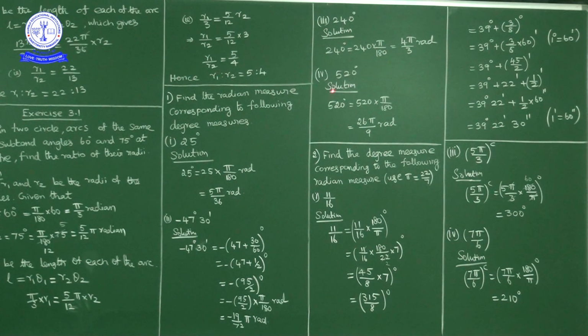520 degrees in terms of radians: 520 degrees is equal to 520 into pi by 180 radians. The zeros cancel, and the 2 also cancels. So what we get is 26 pi upon 9 radians.